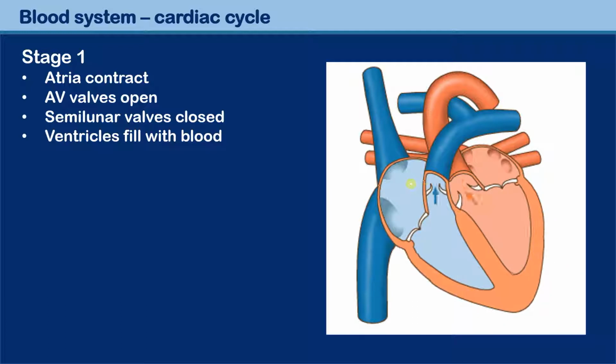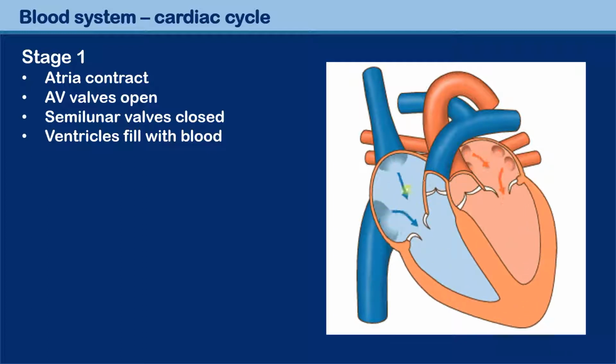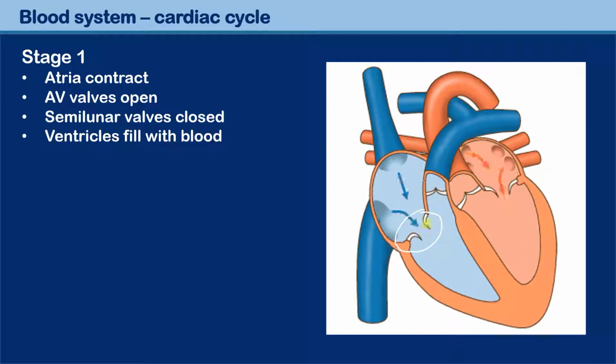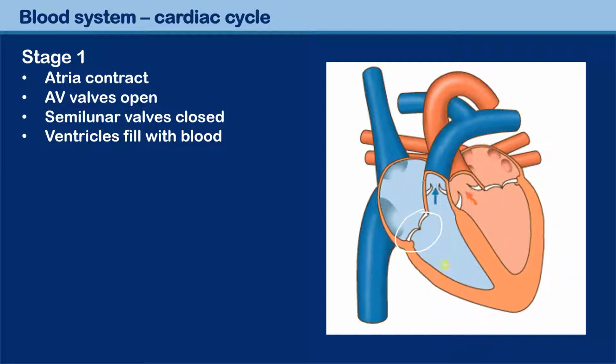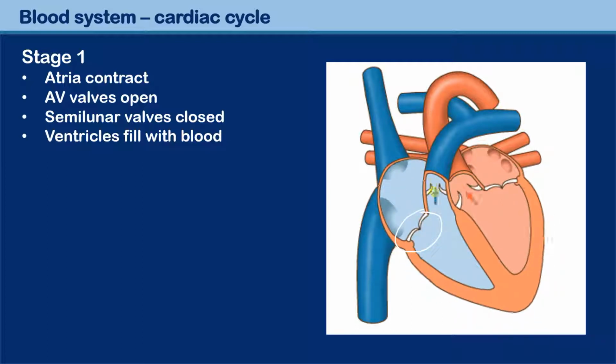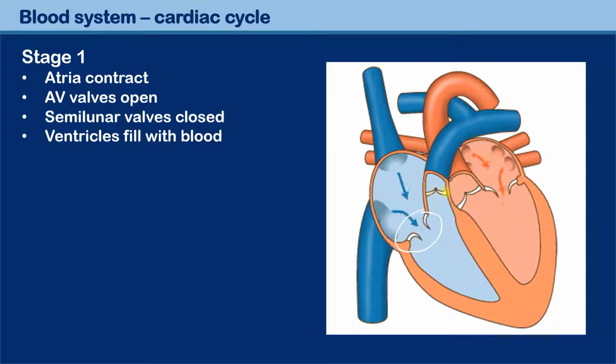Every time you see these arrows with the blood flowing down to the ventricles, you know that the atria contract. When the atria contract, the AV valves, these are the atrioventricular valves, have to open, because the pressure in the atria is higher than in the ventricles, otherwise the blood would not flow downwards, of course. The semilunar valves are then closed. So you can see when the AV valves are open, the semilunar valve is closed.